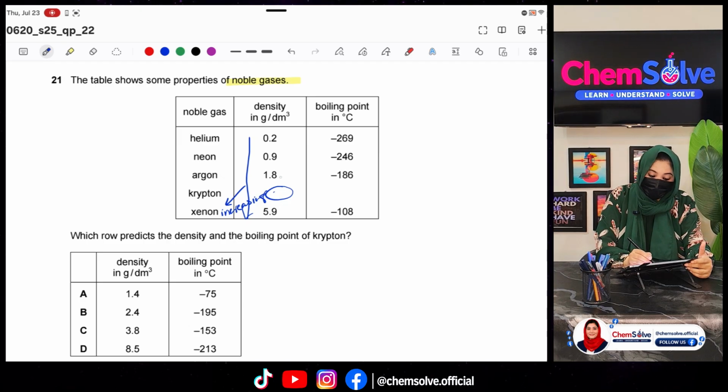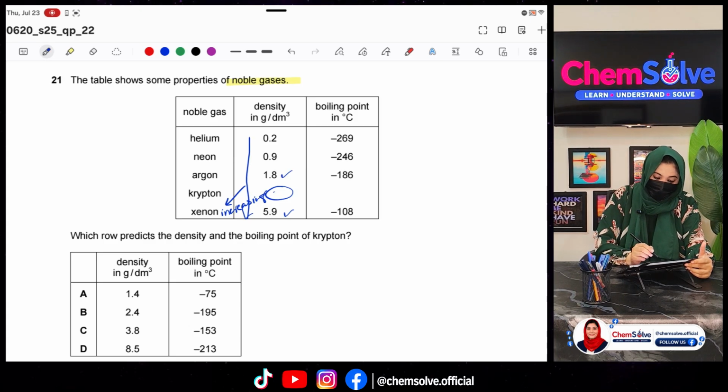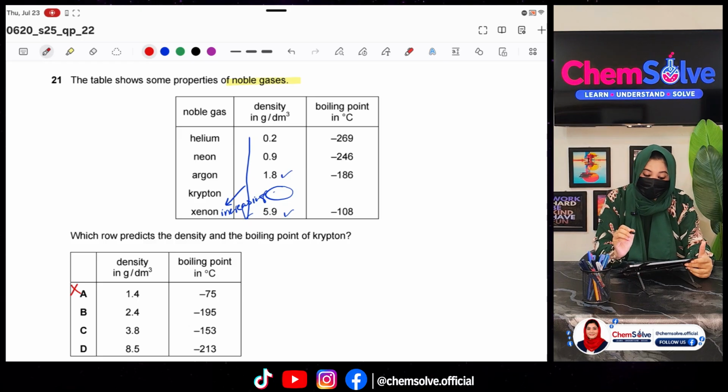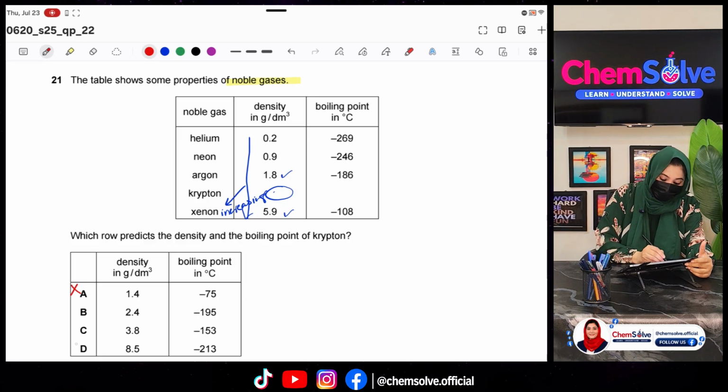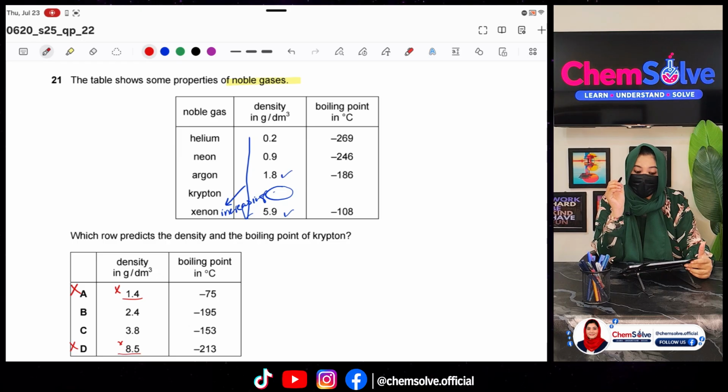So this should have higher density. It should have the density in between 1.8 and 5.9. Mean the density should be more than 1.8 and it should be less than 5.9. So if we want it to be more than 1.8, it means A couldn't be our option. And if we want it less than 5.9, then D couldn't be our option because it has 8.5 and it has 1.4. Okay, understood? So the krypton should have the density in between the argon and xenon, mean in between 1.8 and 5.9. So the option should be either 2.4 or 3.8.